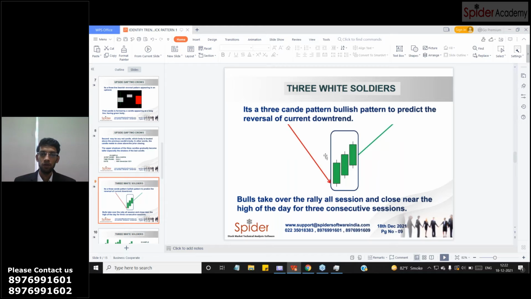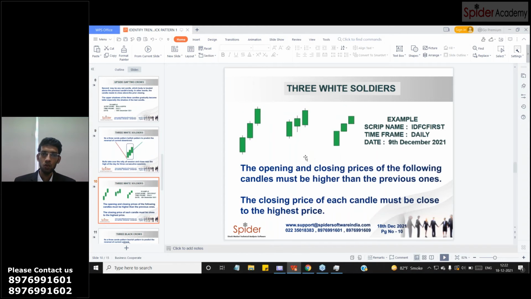So this is the one condition in this pattern. The second condition is that the opening and closing price of the following candles must be higher than the previous one. You can see these three possibilities that I showed in this chart, where candles can make a higher high in terms of open and close, but the compulsion is that the close should be higher compared to the previous candle. These are three different scenarios, and there will be very high chances of a very low shadow compared to other patterns.